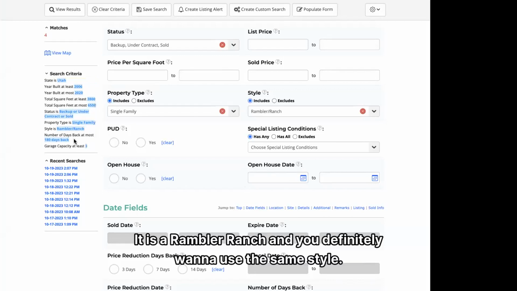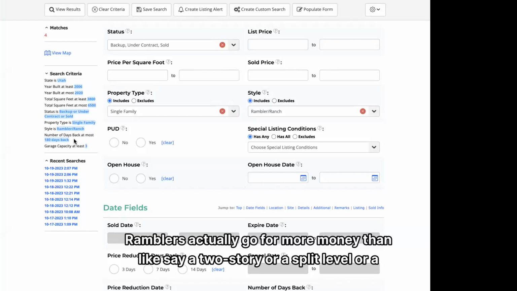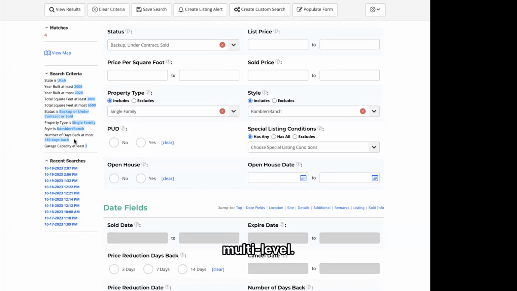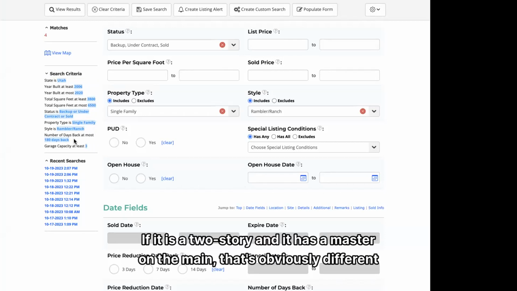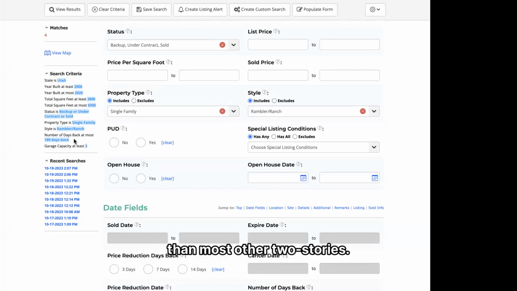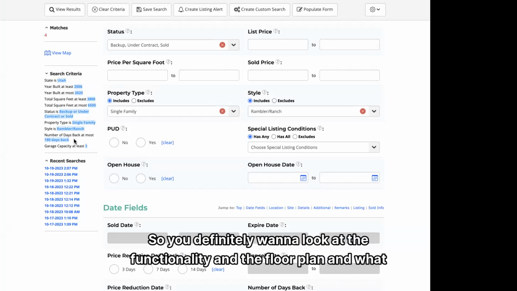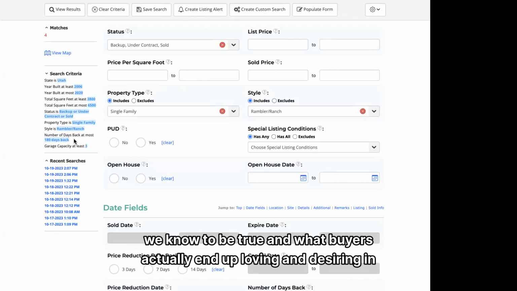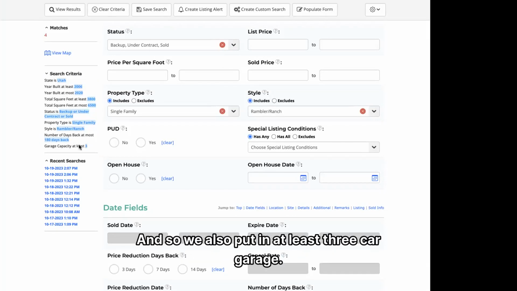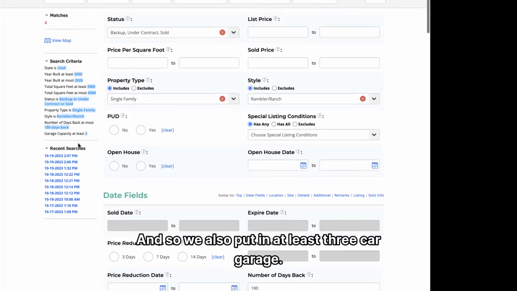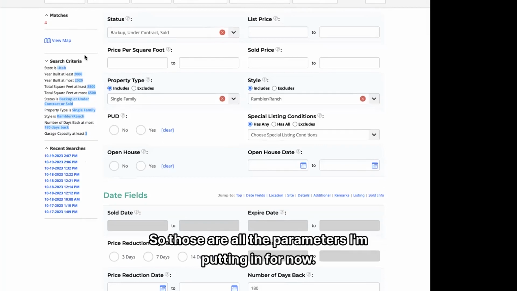It is a Rambler ranch, and you definitely want to use the same style. Ramblers actually go for more money than, say, a 2-story or a split level or a multi-level. If it is a 2-story and it has a master on the main, that's obviously different than most other 2-stories. So you definitely want to look at the functionality and the floor plan and what we know to be true and what buyers actually end up loving and desiring in their home. And so we also put in at least a 3-car garage. So those are all the parameters I'm putting in for now.